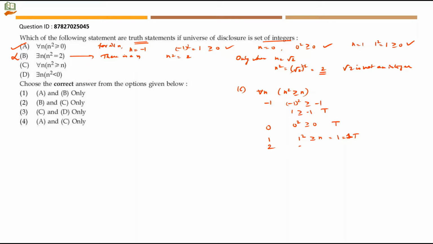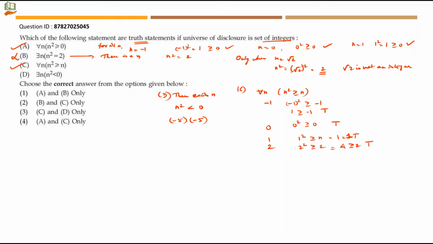Then we will go for 2. 2 square is greater than or equal to 2, which states that 4 is greater than or equal to 2. It is true. So for negative, positive and 0 integers, this statement is true. So C is true. Now we will check for D. There exists a value n such that n square is less than 0. Let's take minus 5 or something.